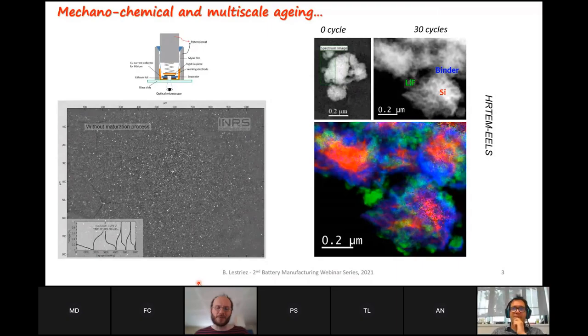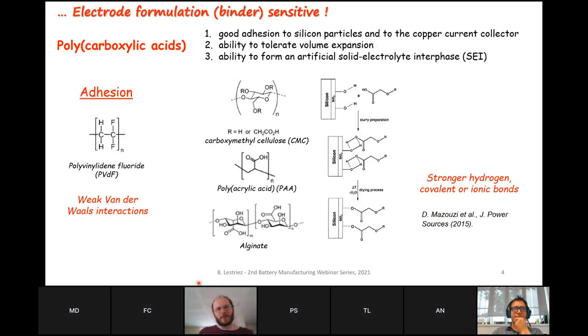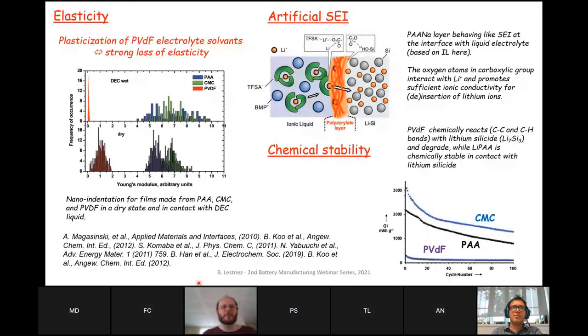So next. With respect to many of these issues, it is well known that the binder is very important. It has been shown that polycarboxylic acids show much better performance than PVDF. First of all, these binders, like in the middle, carboxymethyl cellulose, polyacrylic acid or alginate, are able to interact more strongly through hydrogen or covalent bonds with the surface of silicon compared to PVDF. Next. And these binders also better preserve their mechanical strength when they are in contact with the electrolyte, because PVDF, on its side, is swollen by the electrolyte solvent and then becomes very plastic and loses its elasticity.